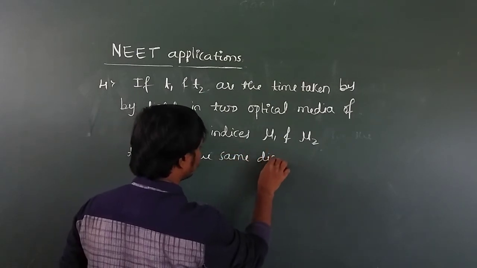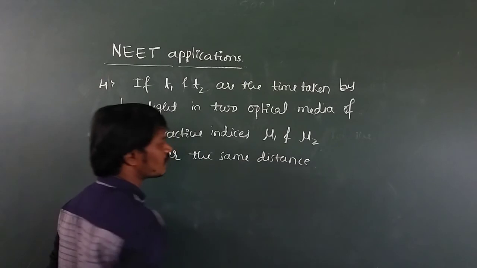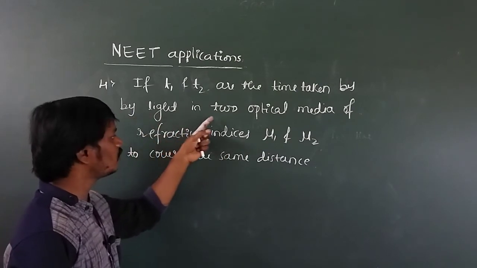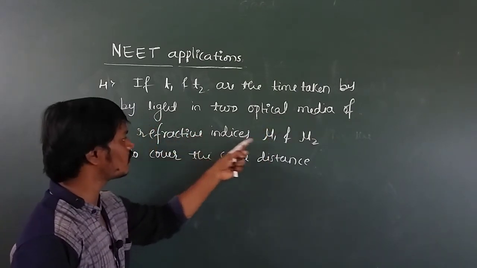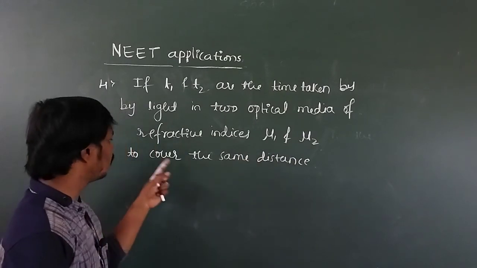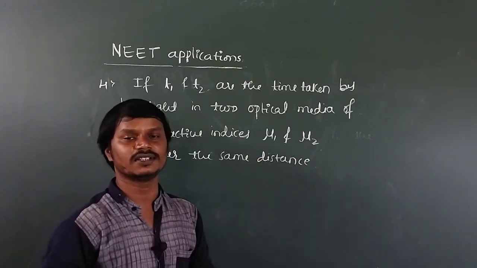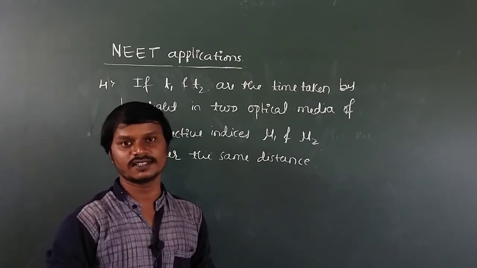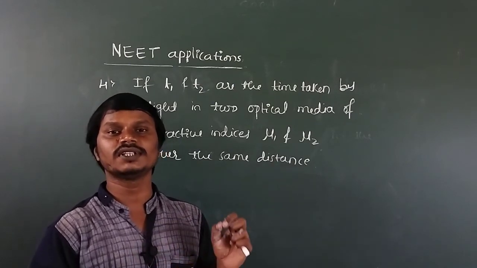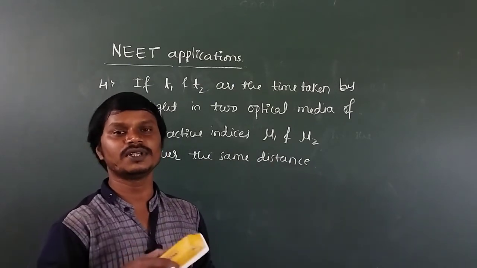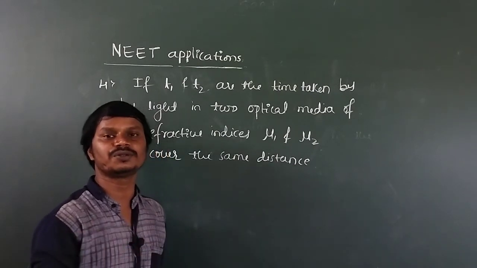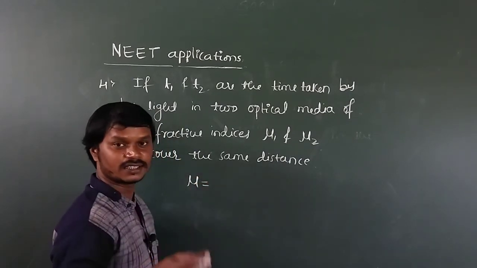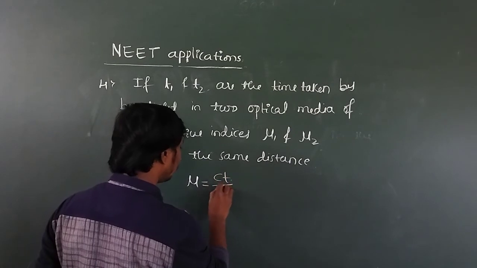So see here once again, if t1 and t2 are the times taken by the light in two optical media of refractive indices mu1 and mu2 to cover or to travel the same distance. In the time t1 the distance traveled is x, in the time t2 also the distance traveled is x. Then what we have to find is the relation between mu1, t1 and mu2, t2. Now see, the refractive index in terms of time and distance traveled is c into t divided by x.